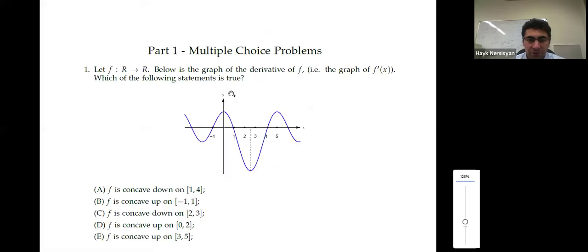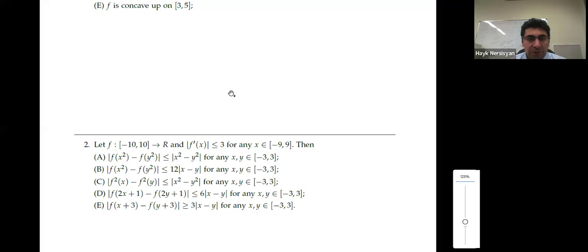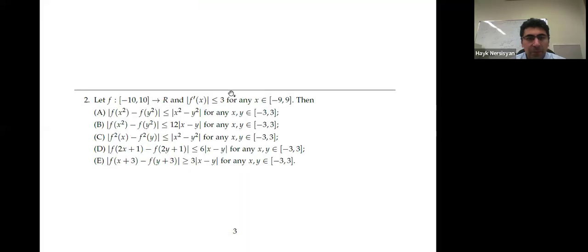We have this multiple choice saying the modulus of f prime is less than 3, find the correct statement. And it looks like the mean value theorem is needed here.